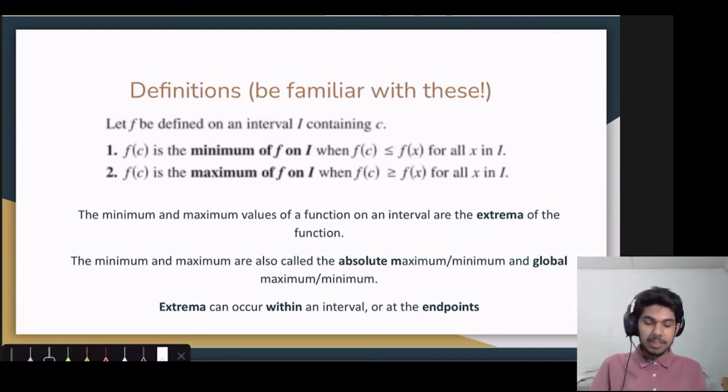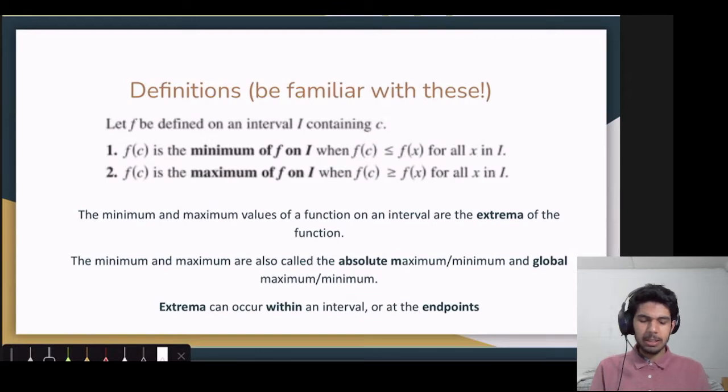Similarly, f of c is the maximum of the function f on the interval when f of c is greater than or equal to f of x for all x in I. So again, if we were to compute the function value for all infinite points in the interval I, we denote some point c to be the maximum when the function evaluated at that point is the highest value out of all of the other values in the interval.